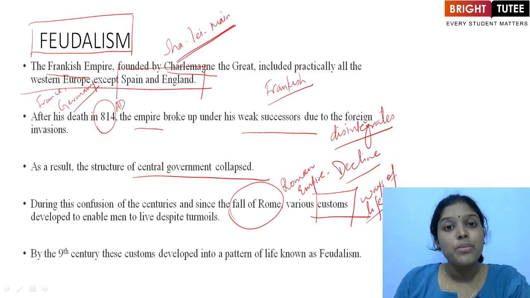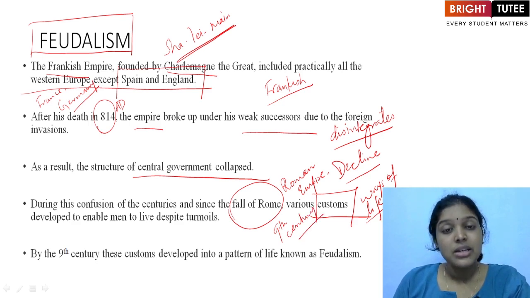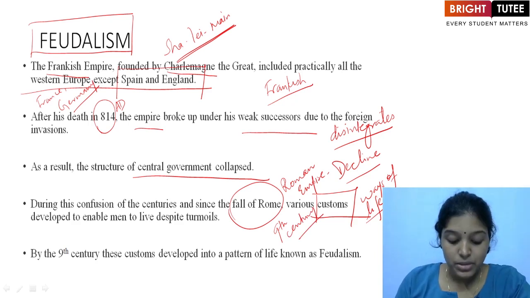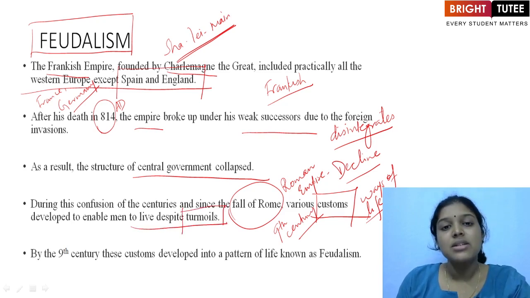So because of all these changes happening, like the fall of Rome and the death of Charlemagne and the collapse of the central government under the Frankish Empire, we see that new customs emerge in this period, around the 9th century. It results in the development of new customs which will then help people to live despite turmoils. So this turmoil is confusion, chaos, and disturbance.